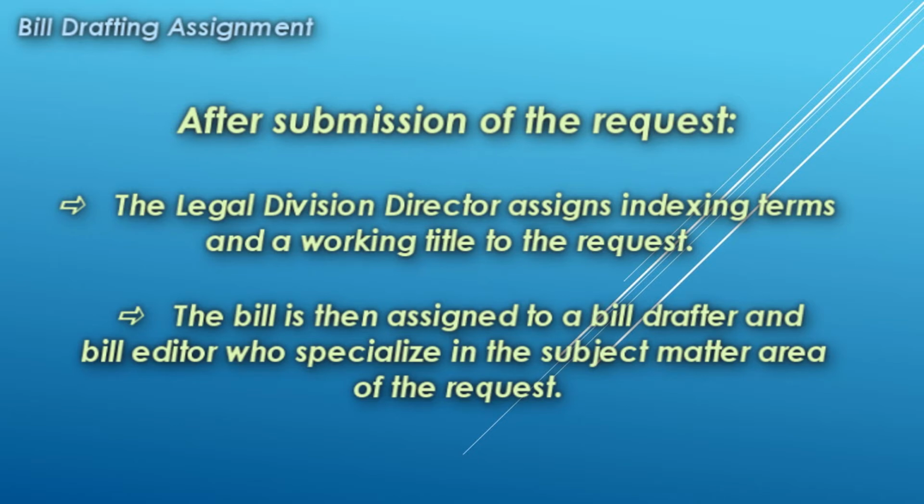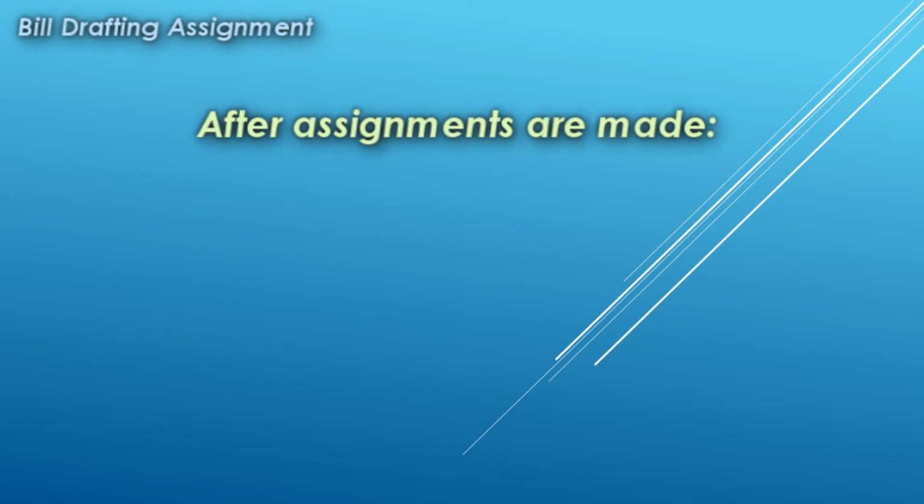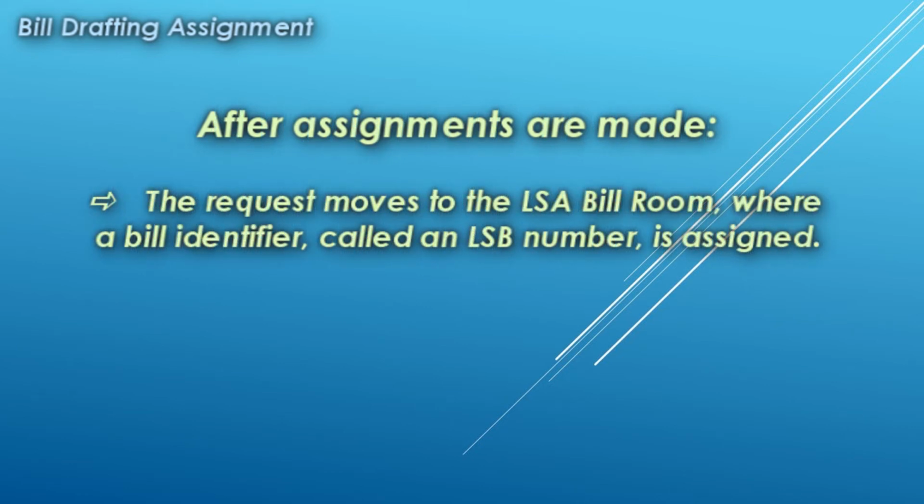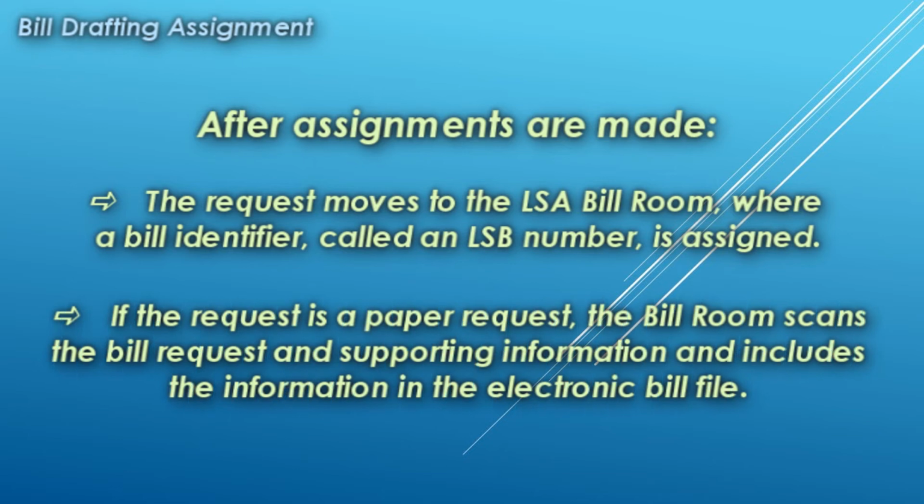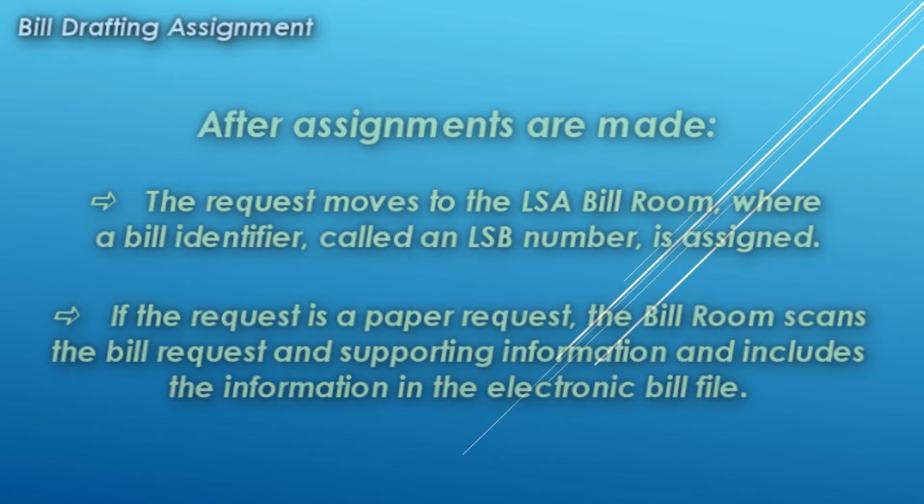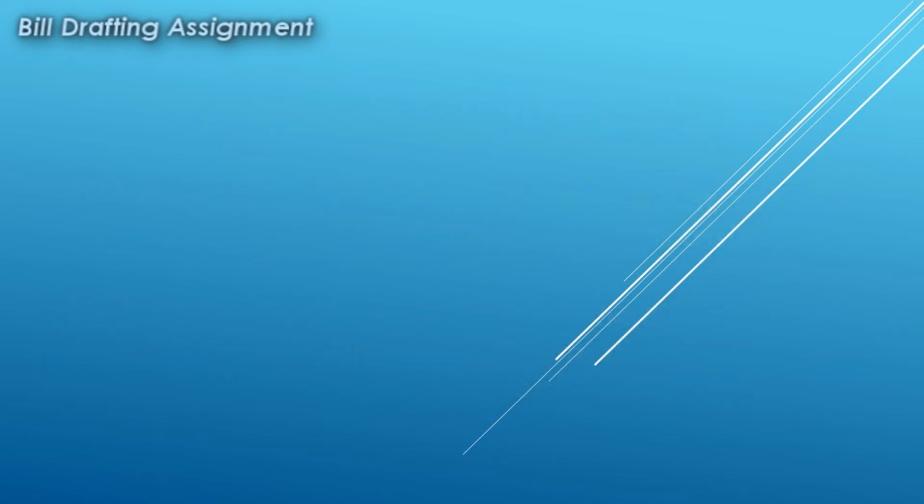of the request. After assignments are made, the request moves to the LSA Bill Room, where a bill identifier called an LSB number is assigned. If the request is a paper request, the bill room scans the bill request and supporting information and includes the information in the electronic bill file. After this work is done, the request appears in the drafter's electronic bill drafting queue.